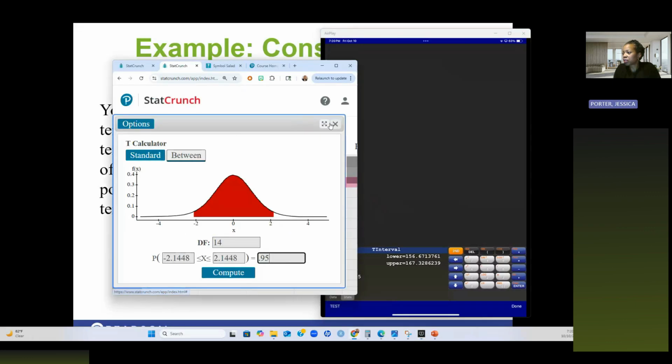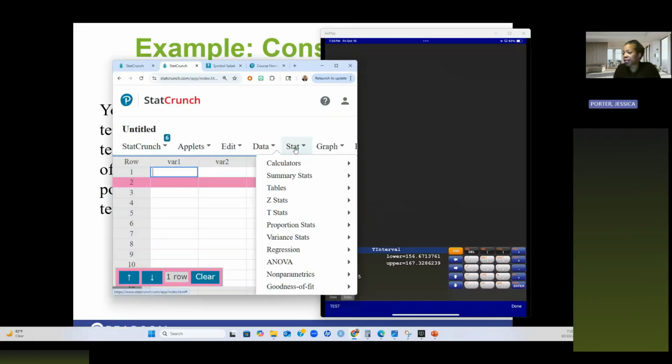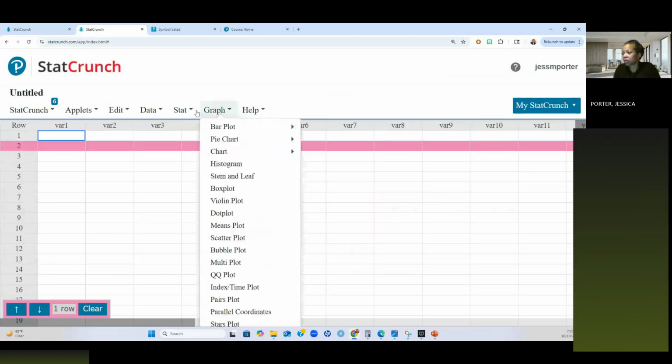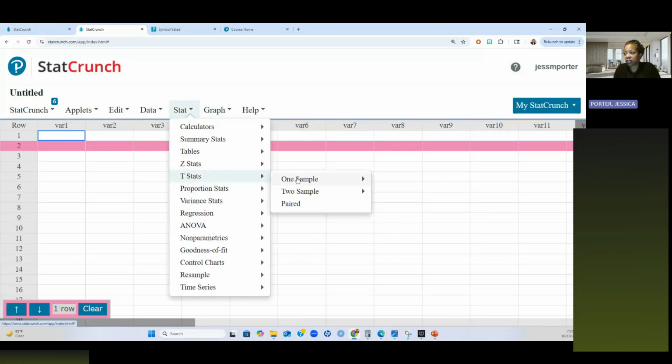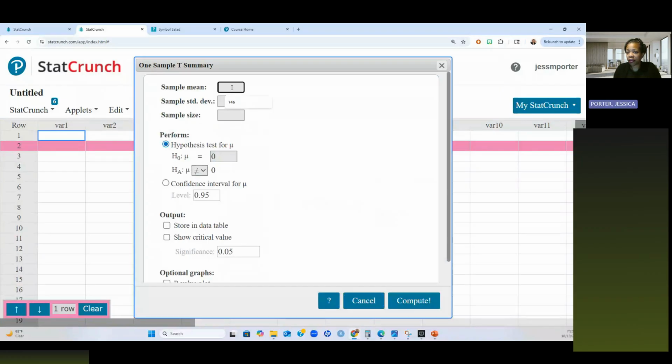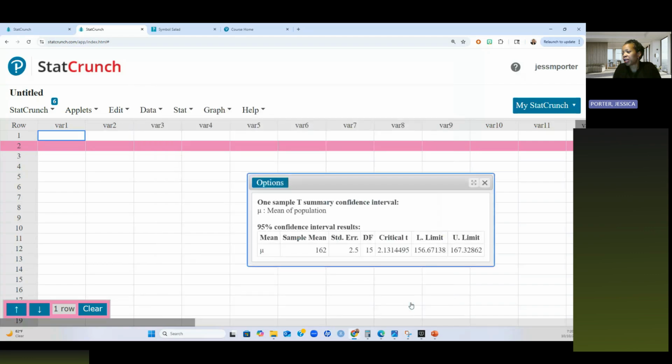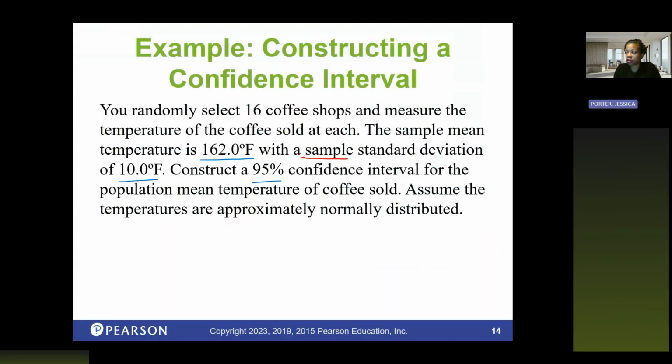On StatCrunch, we're going to go Stat, T-stats, one sample with summary, and then put in the sample mean. We had 162, sample standard deviation was 10, the sample size was 16. Confidence interval, and we did it at 0.95. I like to show the critical value and compute. Here is your lower and upper limit.